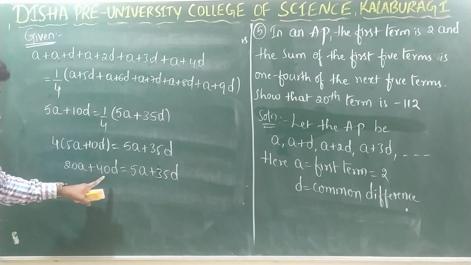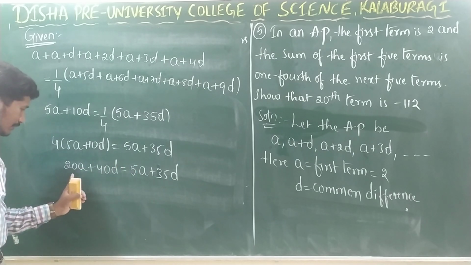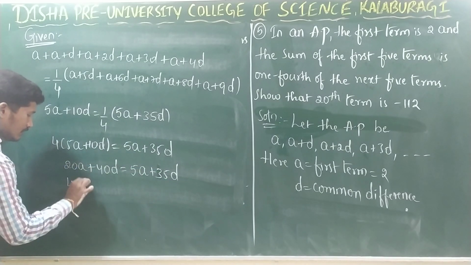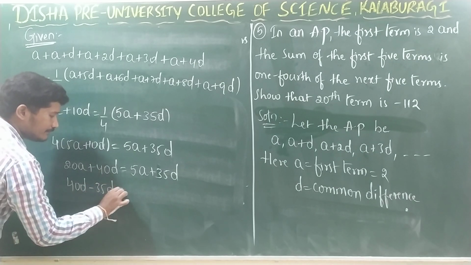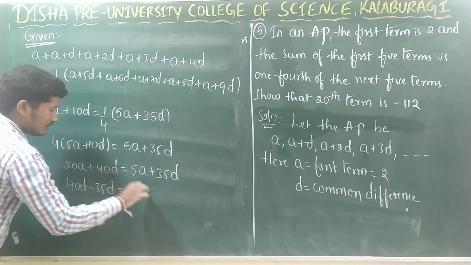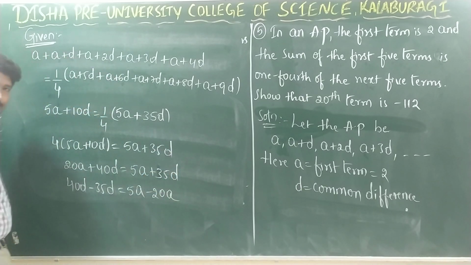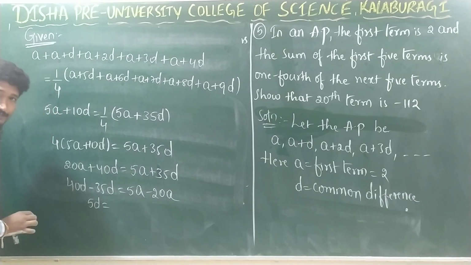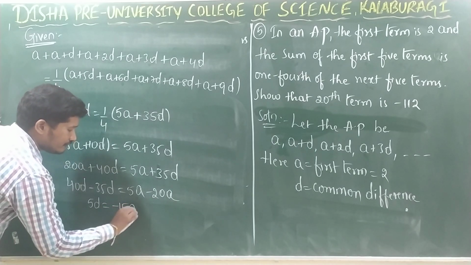You need the value of d, so make it one side and make the a terms another side. So 40d, when I transfer this to the LHS, it will become minus 35d. 5a as it is, when I transfer this to the RHS, it becomes minus 20a. What is 40d minus 35d? It is 5d is equal to 5a minus 20a, which is minus 15a.